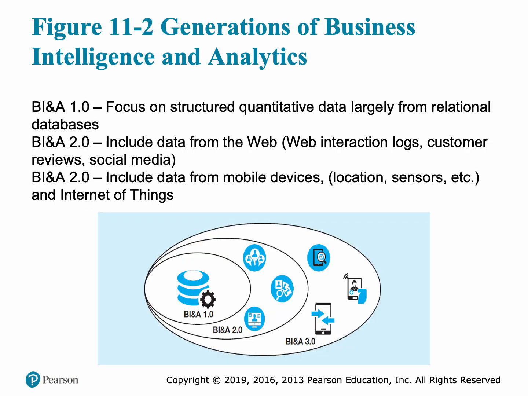Figure 1.1-2 is generation of business intelligence and analytics. So BI&A 1.0 is focused on structured quantitative data largely from relational databases. 2.0 include data from web interaction logs, customer reviews, and social media. And 3.0, technically there is a typo there on the upper side of the slide, include data from mobile devices, location sensors, etc., and Internet of Things.